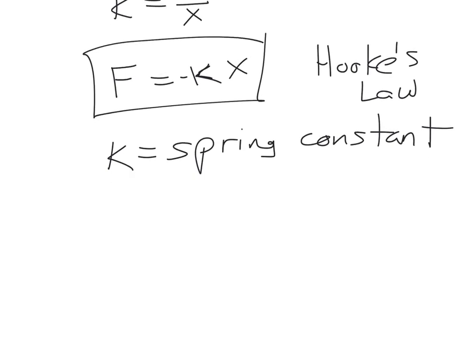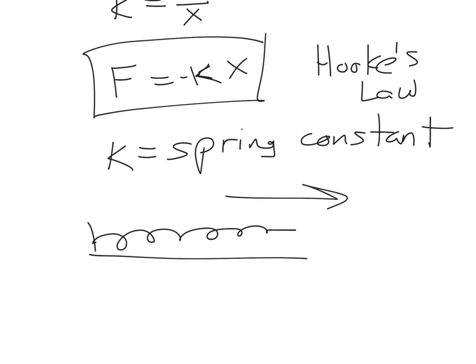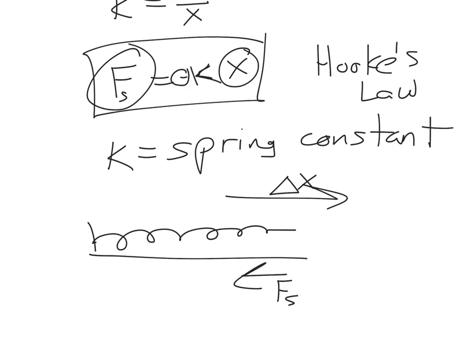If we had the spring here, and we're stretching it in this direction, so the delta x is to the right, the spring will actually apply a force this way. So the force the spring applies, the spring force, would be to the left. So we put a little s there, the spring force. So all the negative implies is that this displacement and this force are in opposite directions.